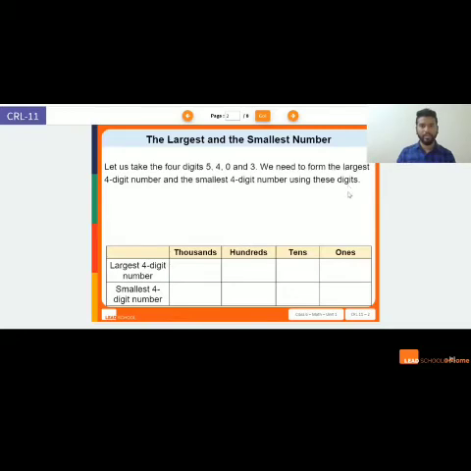So, the largest and the smallest number. Let us take 4 digits 5, 4, 0, and 3. We need to form the largest and the smallest 4-digit number using these digits. We are going to make the largest and the smallest 4-digit number. Very important. We'll have to see how many digits in the number do we need.